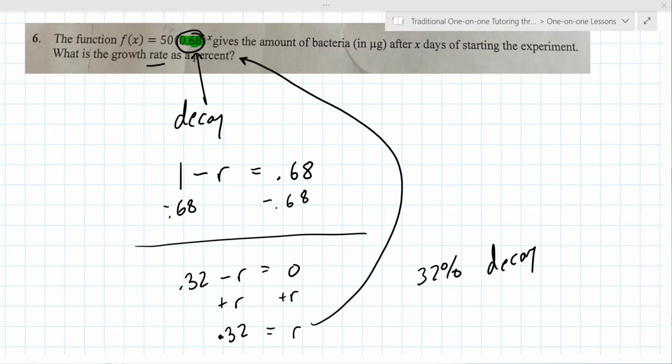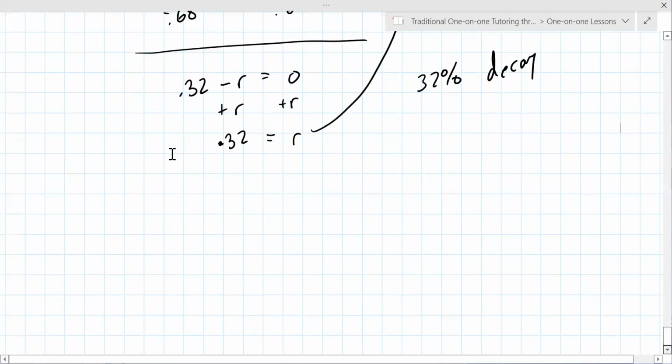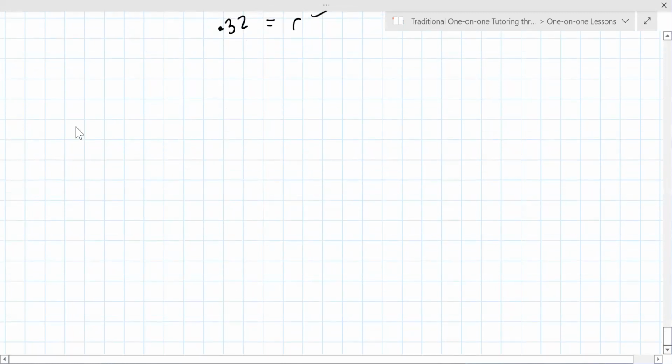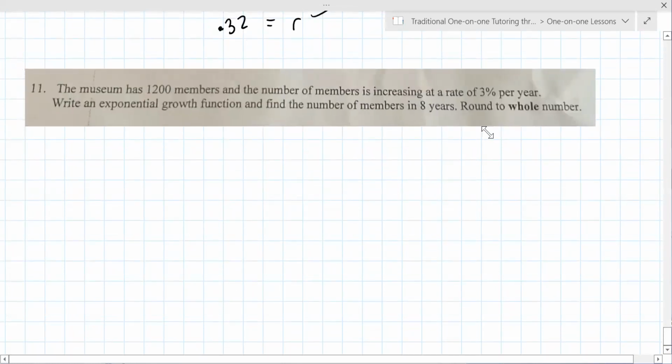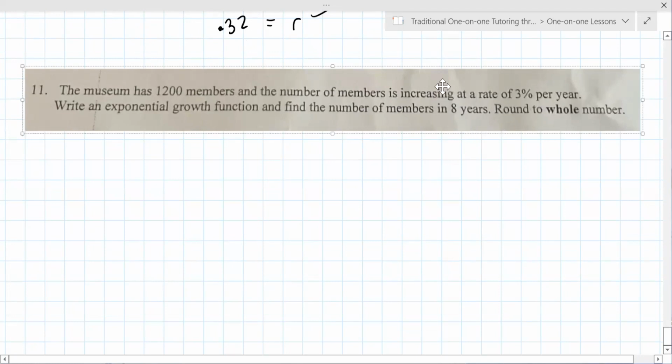Oh, done. Okay. So yeah, we're going to go to the back side of the paper. We're going to go to 11. Another story problem. Okay, the museum has 1,200 members, and the number of members is increasing. Increasing, that means growth, at a rate of 3% per year.